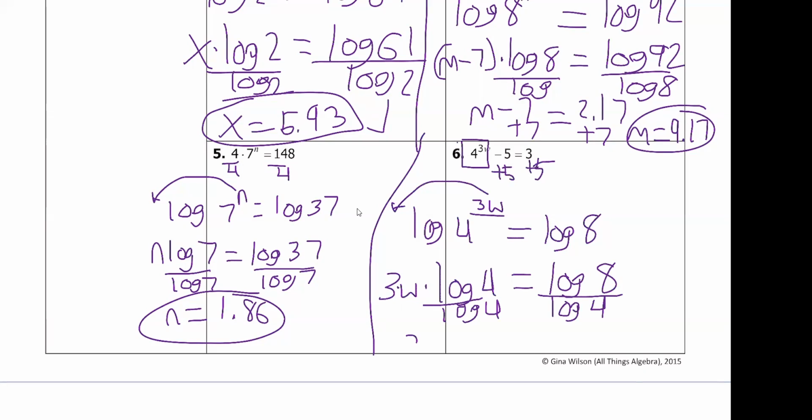But if you did this, you'd have 3w equals log of 8 divided by log of 4. And like I said, when you're plugging in your calculator, make sure you're closing your parentheses, but that is 1.5 exactly, not even rounding. So then if you divide by 3, you're just going to get 0.5.